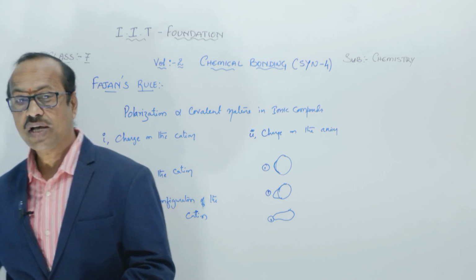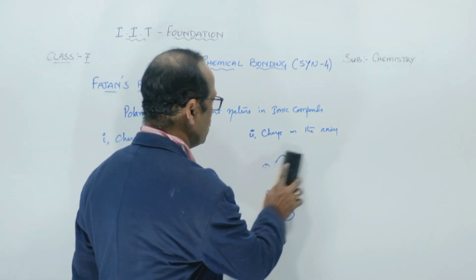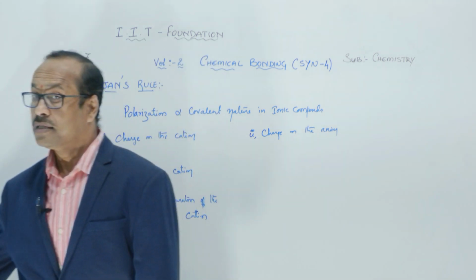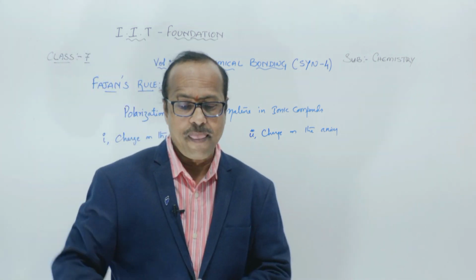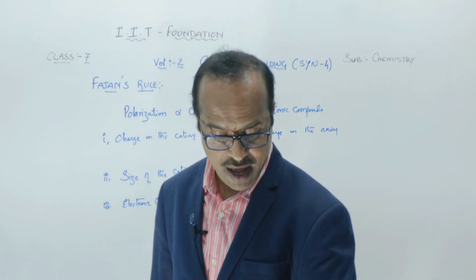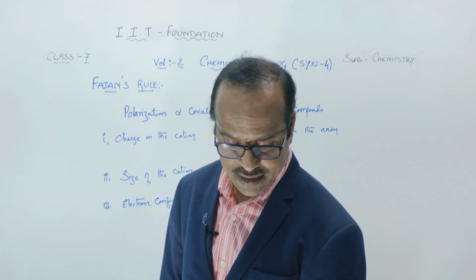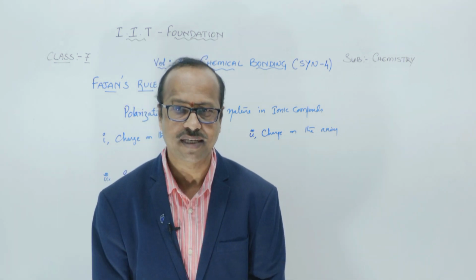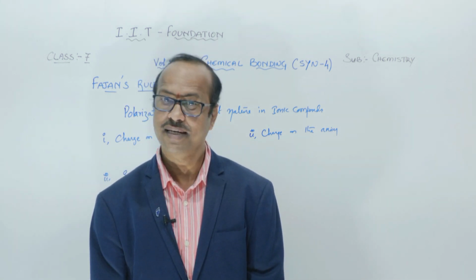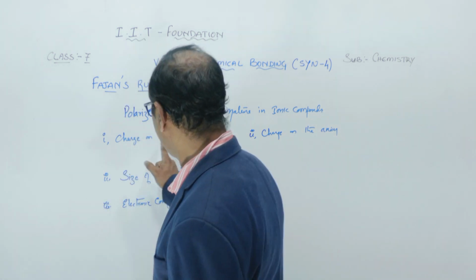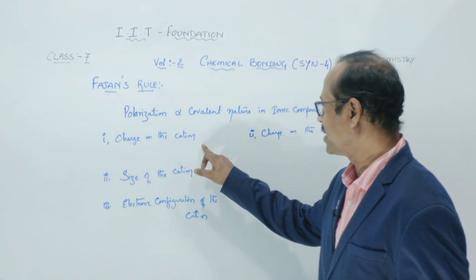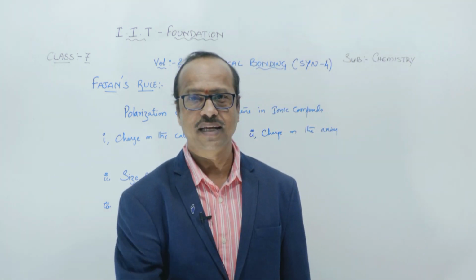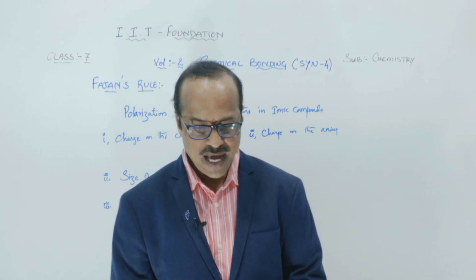So as the charge on the cation increases, the distortion of the anion increases, and as the distortion increases, the covalent nature increases. Clear now? So this is the first property: as the charge on the cation increases, the covalent nature in ionic compounds increases. That is about polarization capacity.